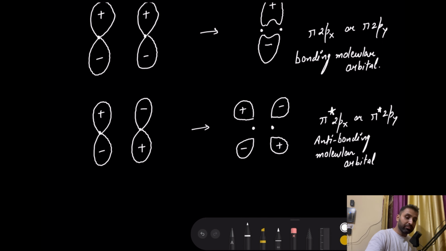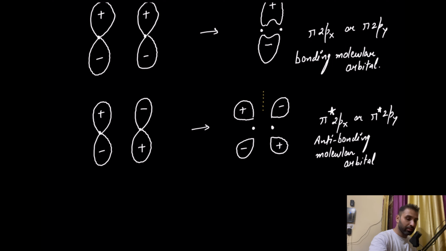In this case, we are going to have two nodal planes. So that's the first nodal plane, and that's the second nodal plane. We got the two nodal planes.